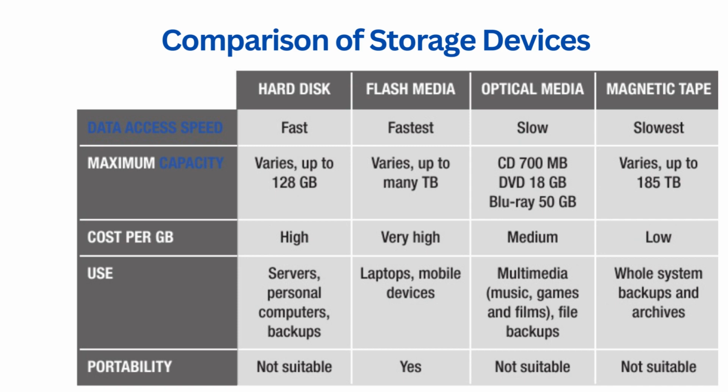And we discussed the optical media. The CD can go up to 700 MB, DVD could go up to 18 GB, and Blu-ray could go up to 50 GB. And usage wise, hard disks are used inside the servers and personal computers, and flash media is used in laptops and mobile devices. And the optical media more or less are used for multimedia like music CDs, games, and films. And we also use them to back up our data.